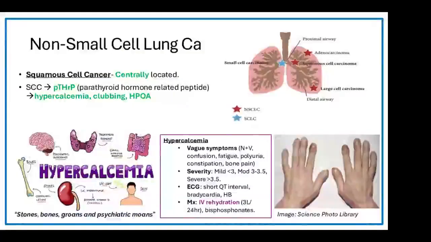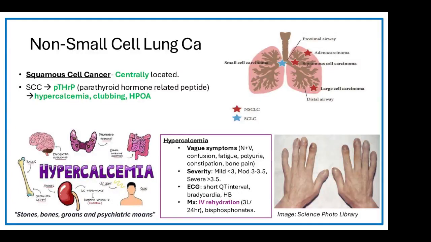So non-small cell lung cancer is relatively more common. Squamous cell cancer is more centrally located. So this releases parathyroid hormone-related peptide, which can cause hypercalcemia. Some of the other features that it is associated with include clubbing and HPOA, which is hypertrophic pulmonary osteoarthropathy. And I'll go over that in the next slide.